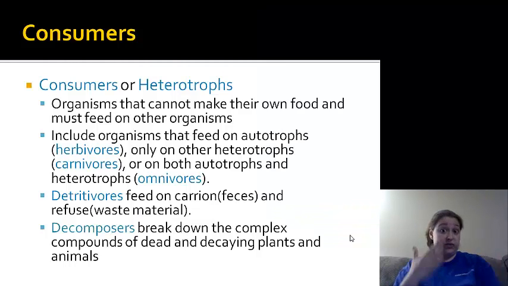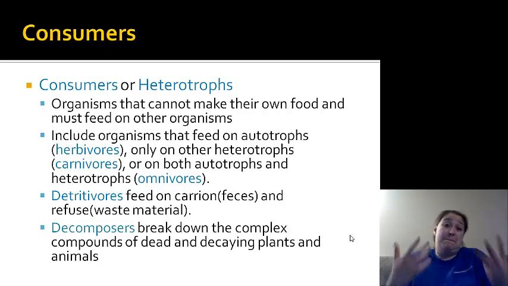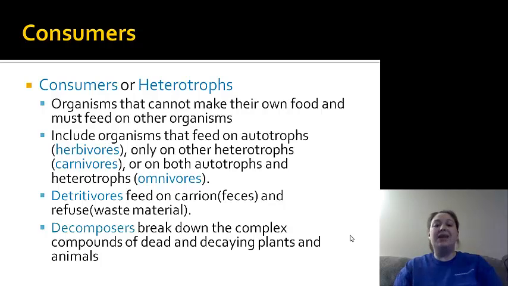Consumers, or heterotrophs, same thing, are organisms that cannot make their own food and must feed on other organisms. Now we've got many different types. Herbivores eat plants, carnivores eat meat, omnivores eat both meat and plants, detritivores eat carrion, feces, and refuse, which is waste material. And then we have decomposers that break down complex compounds of dead and decaying plants and animals.